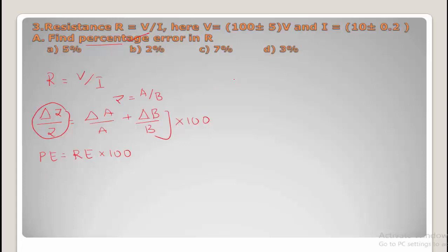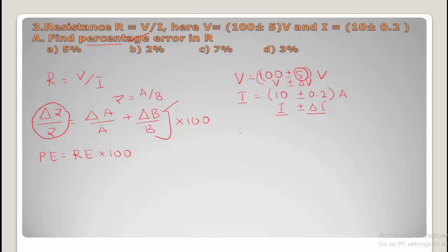For that we have to first determine the relative error. Given V = 100 ± 5 volt and I = 10 ± 0.2 ampere. Now apply the formula. This is the value of I plus or minus delta I. This is the value of I, this is the error in I. Here V plus or minus delta V, so delta V is 5, the error in the measurement.